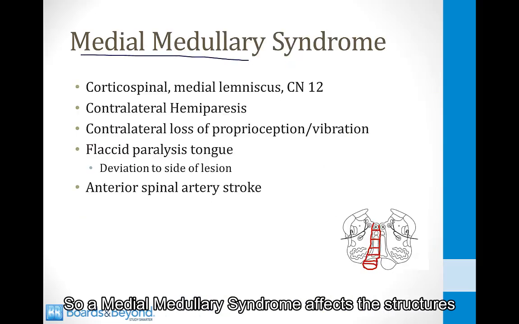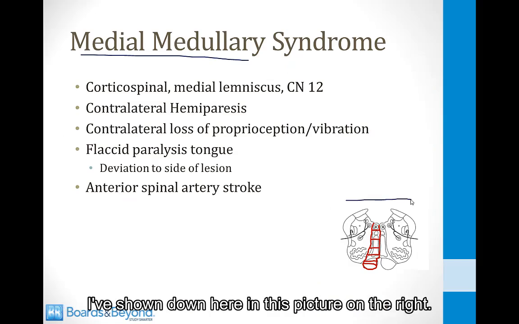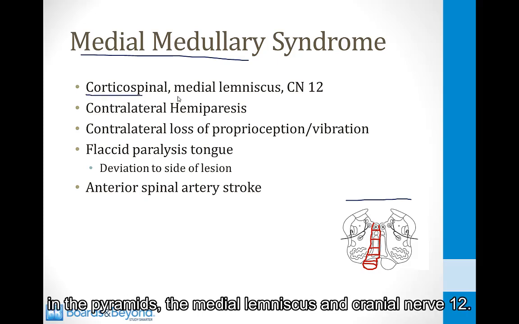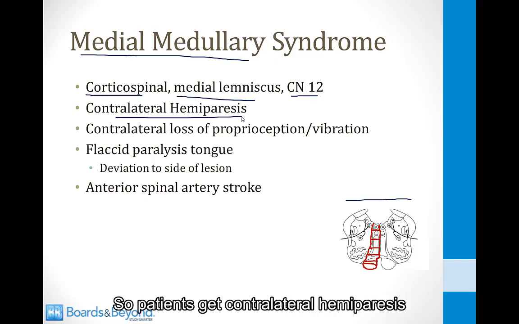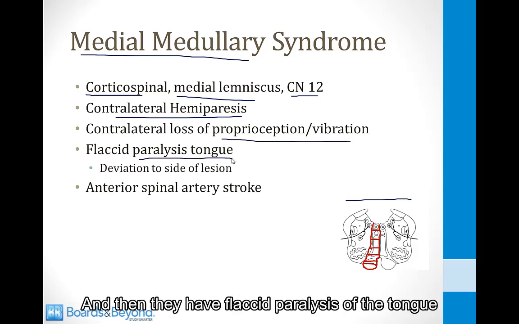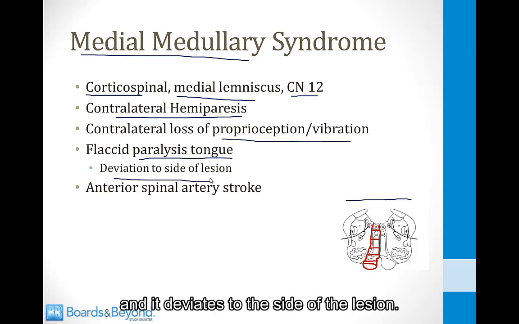So a medial medullary syndrome affects the structures I've shown down here in this picture on the right, and you lose the corticospinal tracts running in the pyramids, the medial lemniscus, and cranial nerve 12. So patients get contralateral hemiparesis and contralateral loss of proprioception and vibration, and then they have flaccid paralysis of the tongue, and it deviates to the side of the lesion. And you can get this from a stroke in the anterior spinal artery. The anterior spinal artery runs right here and supplies this whole region.